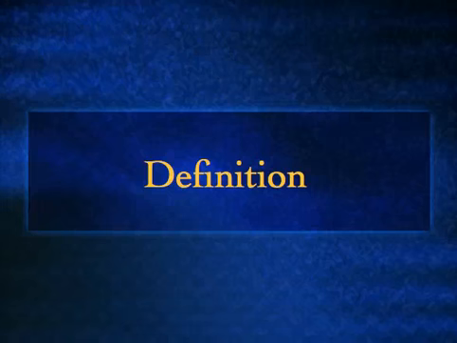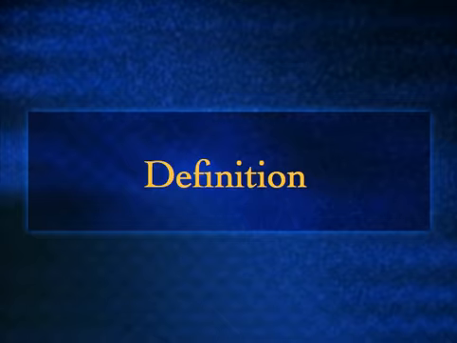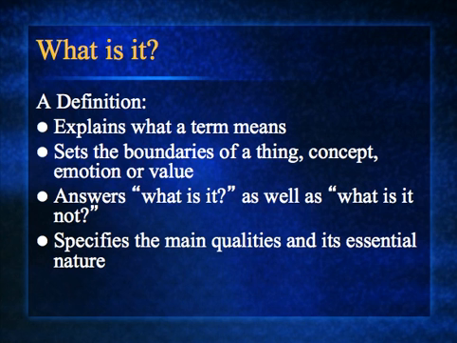Today we're going to learn a little bit about definition, which is the unit that we are currently in. First off, you need to know that when we talk about definition, we mean something that explains what a term means. And when it does that, it sets the boundaries of the thing, the concept, the emotion, or value. It answers, what is it? And it uses negation to say what it is not. It specifies the main qualities and its essential qualities.